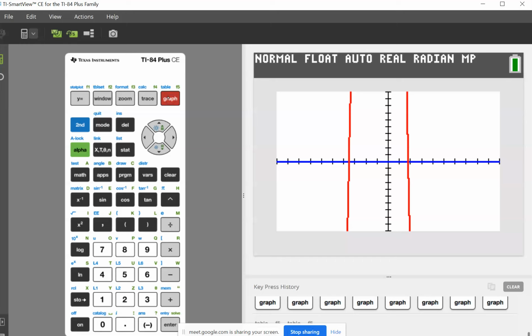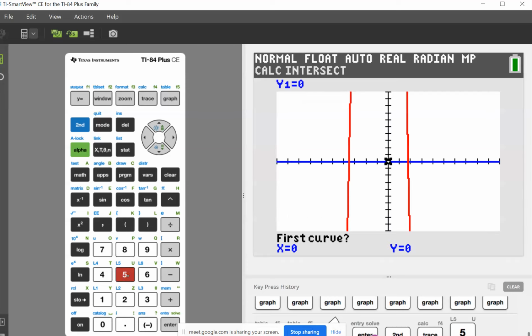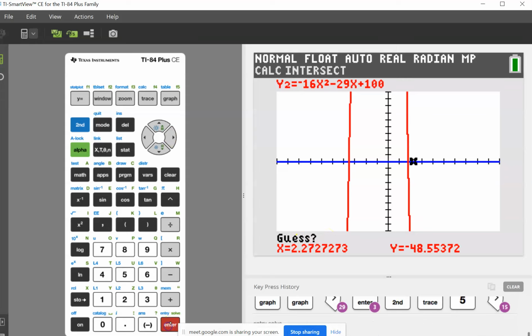Oh, wait a minute. And I'm hitting graph. Excuse me. There we go. Move the cursor to the right. Let's try this again. Second trace 5. Okay. Move the cursor to the right. Because if it ever just doesn't, see, I didn't see the words, so something I knew was wrong. Press enter 1, 2, 3 times. When you see the word intersection, we have 1.7529.